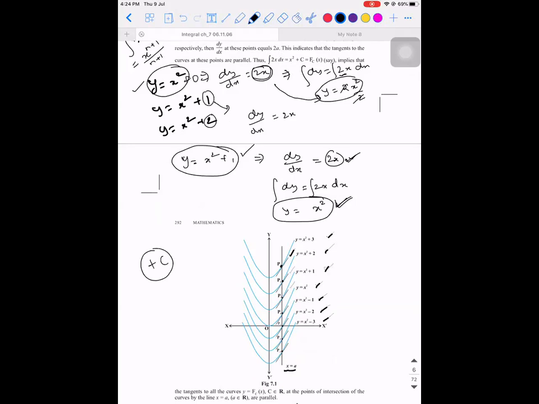Here the constant is 0. I can add x square minus 1. So that is going to shift the curve either in the upward direction or downward direction with respect to the x-axis. So the curve will be going up or down.